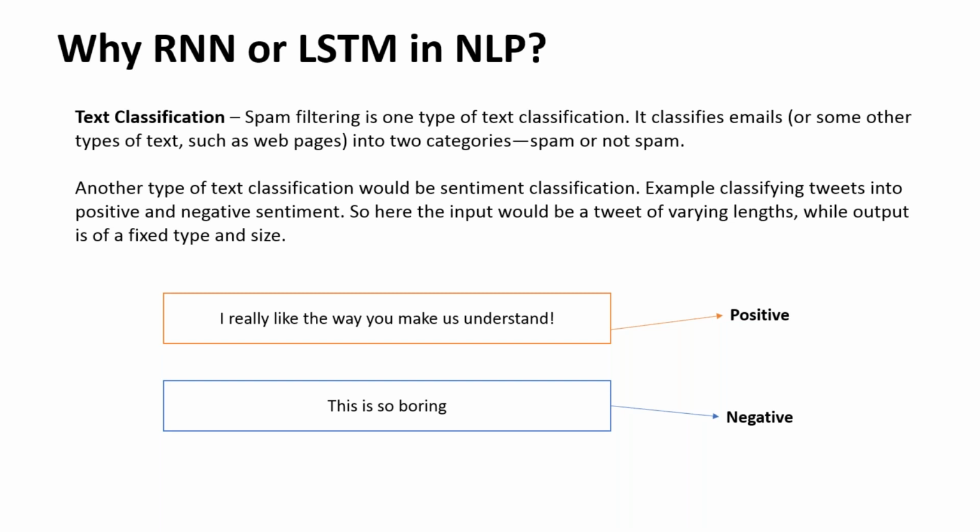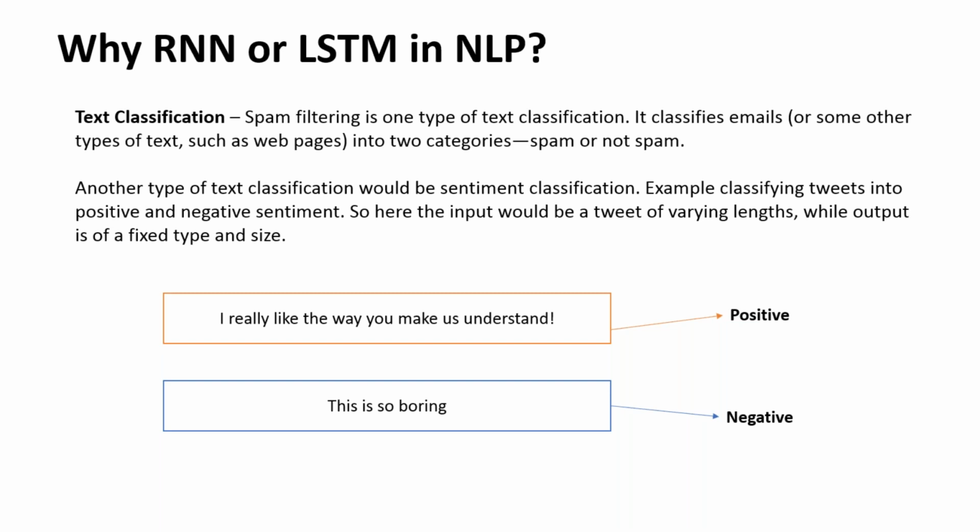Similarly, we can read Twitter data, tweets from any Twitter feed, and classify those tweets as positive or negative. So this positive or negative sentiment can be decided based on a text classification approach. Let's say there is an input that says, I really like the way you make us understand. That sounds like a positive sentence. But if someone says this is so boring, that's negative. So how do we actually come to that conclusion?